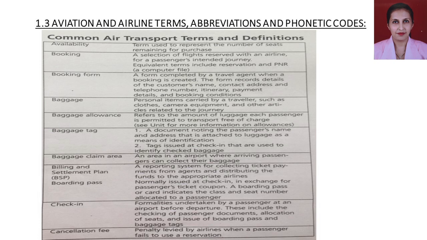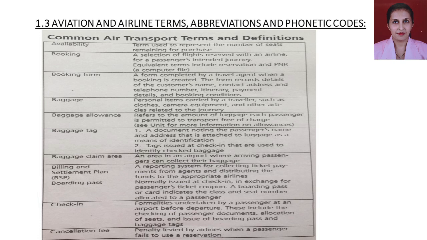It indicates the class and seat number allocated to a passenger. It means in the boarding pass, all the details of the passenger are mentioned. For example, if I am traveling in business class, then in my boarding pass, business class or economy class will be reflected. Similarly, my seat number will also be reflected, and along with that, many other details that are in the ticket are also reflected in the boarding pass.